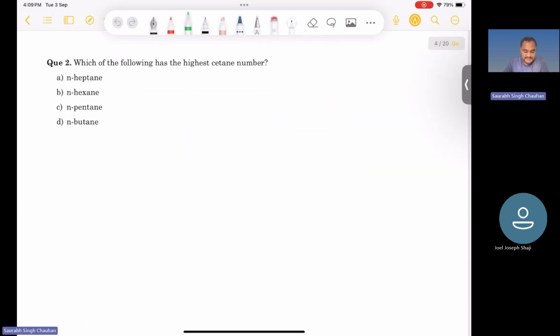Question number 2 says: which of the following has the highest cetane number? You must have studied that cetane number is a very important property for which engines? For CI engines, compression ignition engines. The fuels which have a higher cetane number can be easily auto-ignited, and the fuels which have a lower cetane number cannot be easily ignited. So the fuel to be used in a CI engine or diesel engine should have a higher cetane number. So diesel has a higher cetane number.